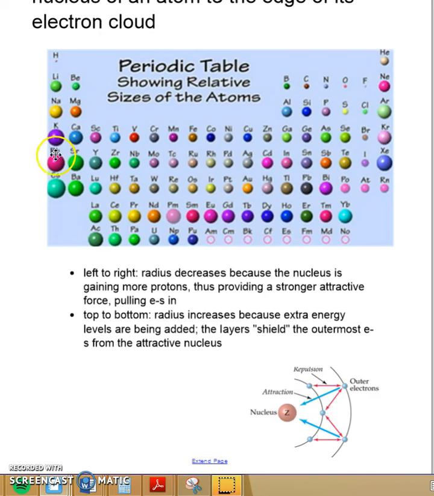So as you move down the periodic table, these atoms are getting bigger because of that shielding effect. We're adding energy levels and they're shielding those outermost electrons from getting too snuggled into the nucleus. So that's the trend on the periodic table in terms of atomic radius.